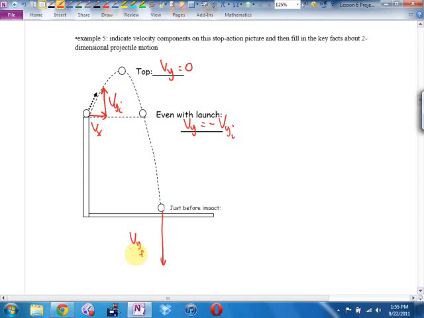Oh, and if I add my horizontal that it's been traveling the whole time, the actual impact velocity would be that vector right there. If you add Vy final plus Vx tip to tail, there is your impact velocity, magnitude and direction. Now the good news here is, hey, it's right angle triangles, so the trig isn't too bad.